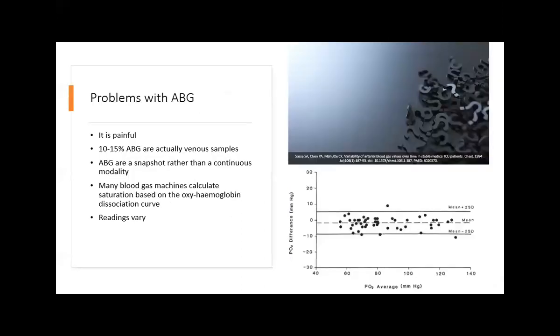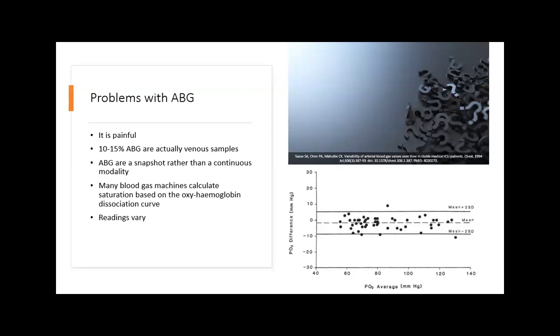If we look at blood gases, what are the problems with arterial blood gases? The first thing is obviously it's very painful for a patient to have an arterial blood gas. The second thing is that 10 to 15% of arterial blood gases are venous samples. I'm sure, as you are taught, the only way to know if a blood gas is an arterial sample is that you can see it pulsate when you take the blood gas. There's no other fancy way of telling the difference between them.